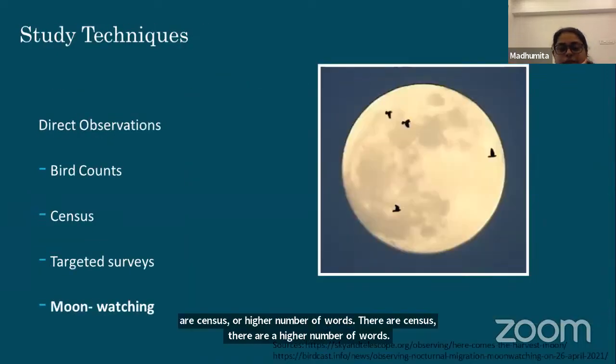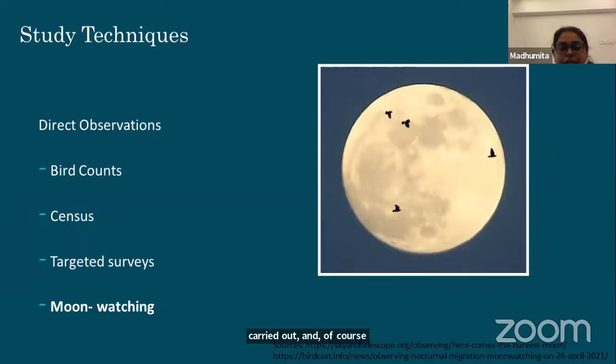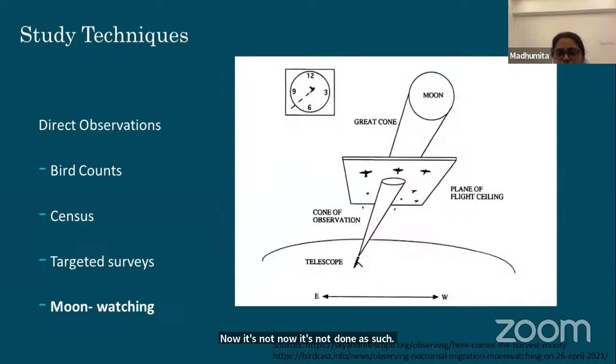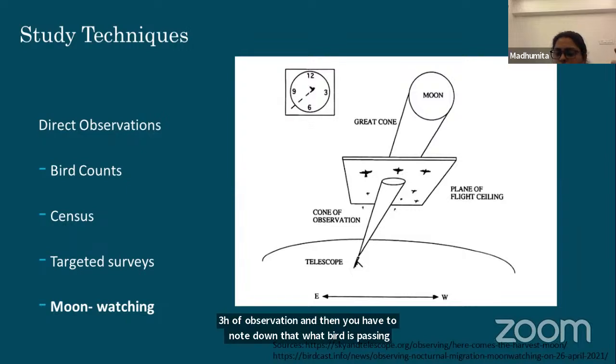There is another interesting technique of direct observation, moon watching, which has now become redundant and is not done as such. What happens in moon watching, if you see this image, is you take your telescope and point it towards the face of the moon. When a bird is flying across, if you are able to identify mostly the genus of the bird, you note it. There will be one to three hours of observation, and you note down what bird is passing through, or just count the number of birds passing through.